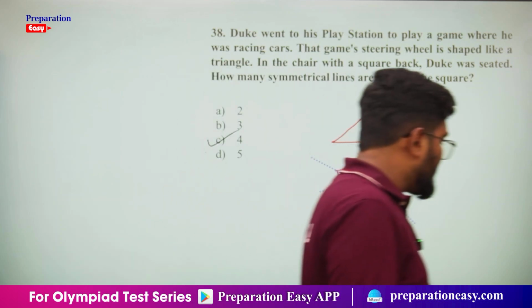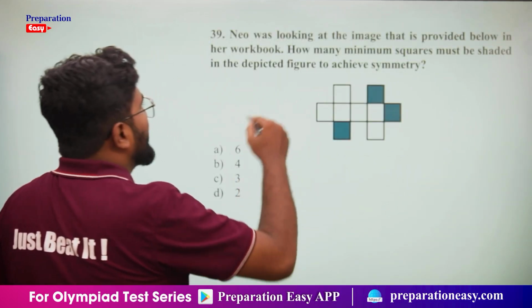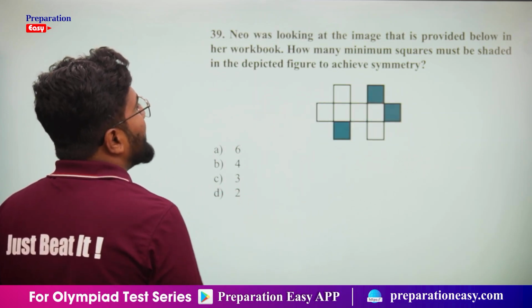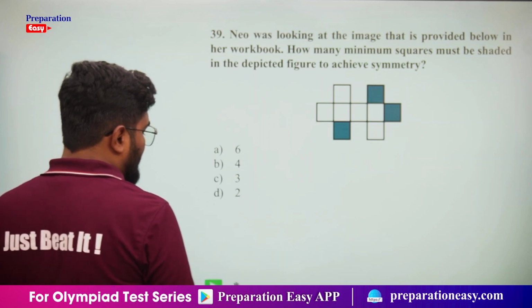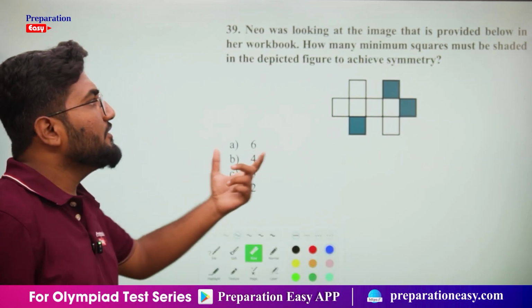Okay, let's move towards the next question. Question number 39. Neo was looking at the image that is provided below in her workbook. What is the minimum number of squares that must be shaded in the depicted figure to achieve symmetry?